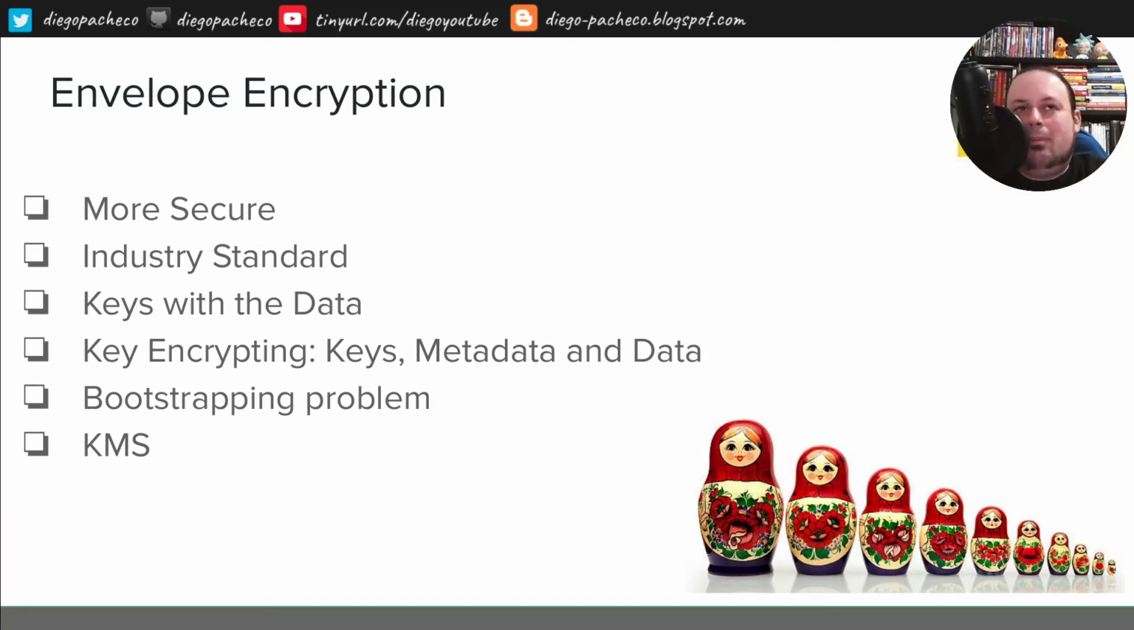However, you have a bootstrap problem. What happens with the first key, right? Who is protecting the first key, the master key or the root key? That key is often protected by a KMS solution, which is what we're going to cover right now.